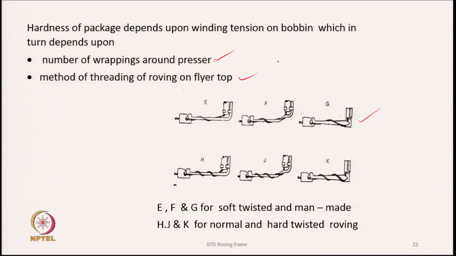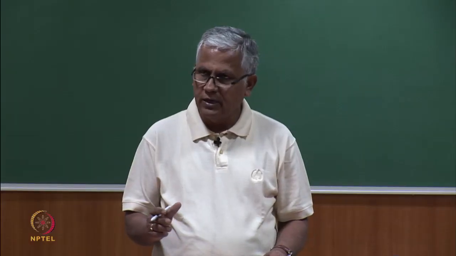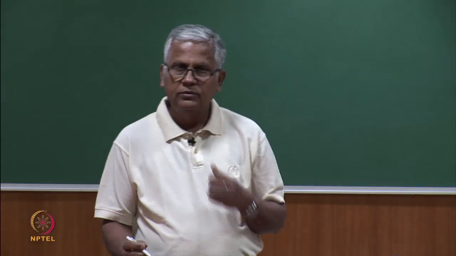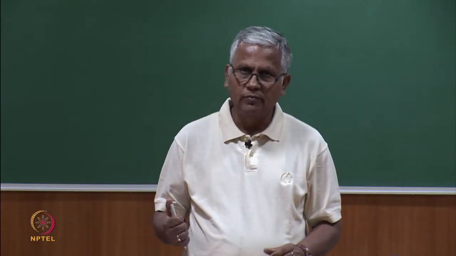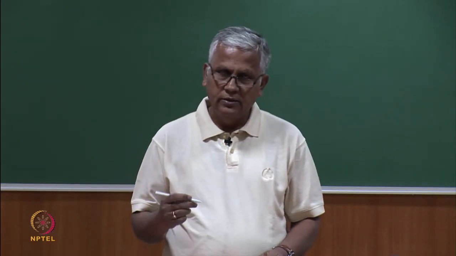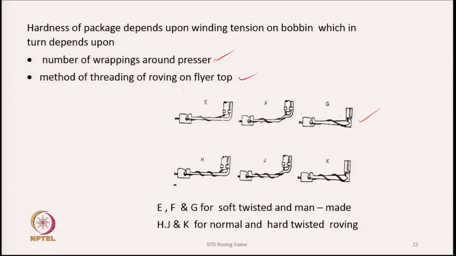Because the more we create obstruction, and create a path which is not a straight line path, the more resistance will be created to its movement. The roving is finally also moving forward. So, if I give more wraps, in that case resistance is going to be more, and therefore, winding tension finally is going to be more.